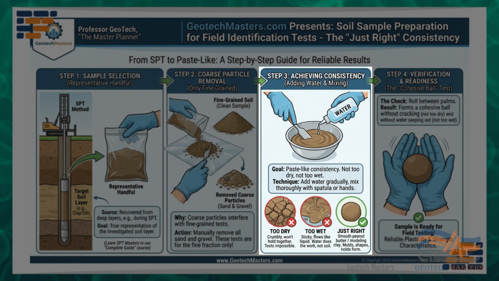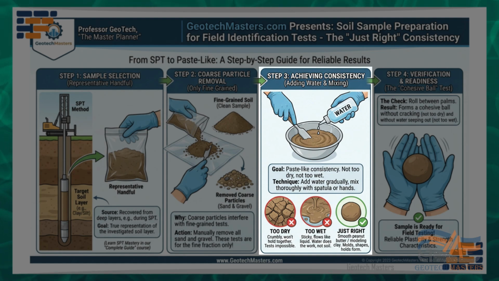If the soil is too dry, it will be crumbly and won't hold together properly. This makes it impossible to perform tests like the thread rolling test or the dry strength test accurately. If the soil is too wet, it will be sticky and flow like a liquid. This also gives us incorrect results because the water is doing the work instead of the soil particles themselves.